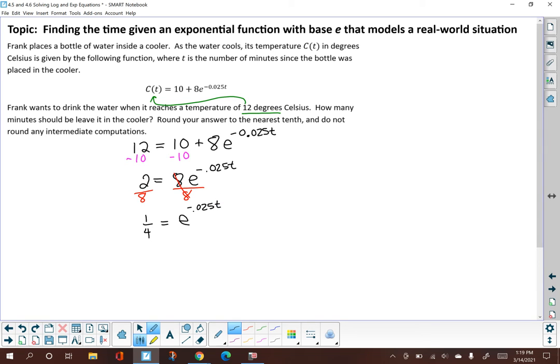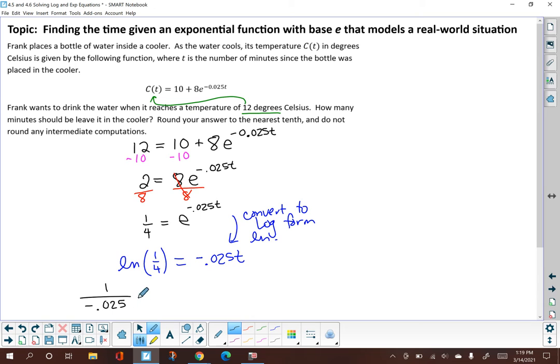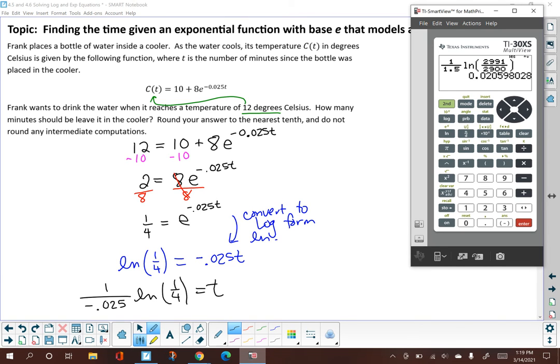So now we have our exponential equation. We can convert that into log form. It's base e, so it's going to be a natural log. So the natural log of 1/4 is equal to negative 0.025t, and we just need to divide by that negative 0.025 to get our answer. Sometimes when I've already got something complicated happening, I'll just write it as 1 over. So we can put that into our calculator to get our final answer.